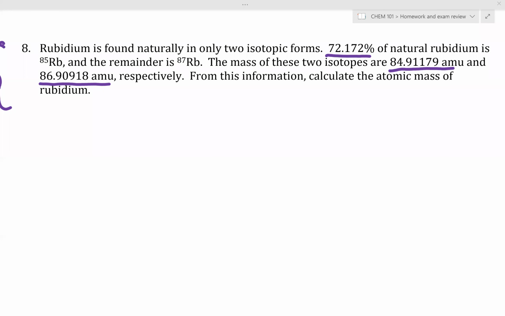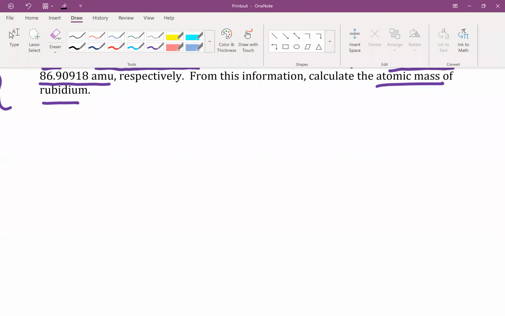So in the following example, let's look at the information that we're given and what's requested in the problem. We're given the isotopic abundance of rubidium 85, and we know that the remainder is rubidium 87. So this is a classic 2 isotope system. We're given the mass of rubidium 85 and 87, and we're asked to calculate the average atomic mass of rubidium.